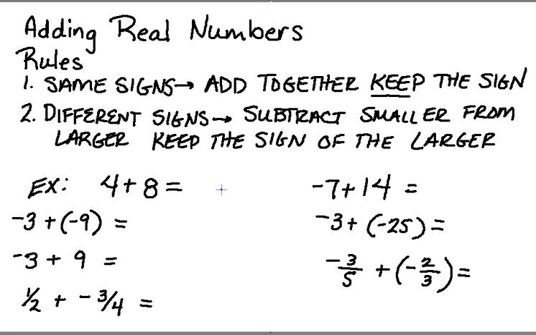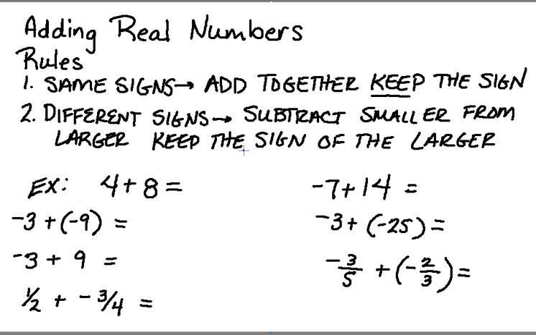Hi, in this video we're going to talk about adding real numbers. And what we mean by real numbers is now our numbers can not only be positive, they can also be negative. And we basically have two rules. Rule number 1, the same signs: if they have the same signs, we just add them together and keep the sign. If they have different signs, rule number 2 says that we subtract the smaller from the larger, we mean numerically, forget the signs, and keep the sign of the larger.